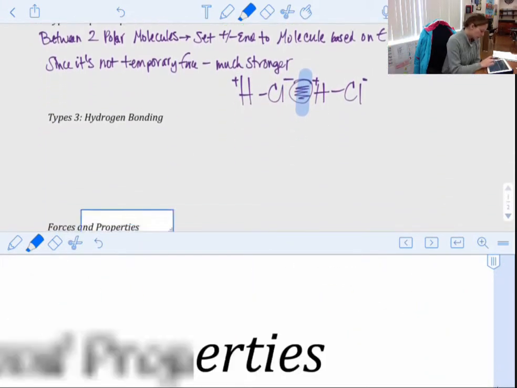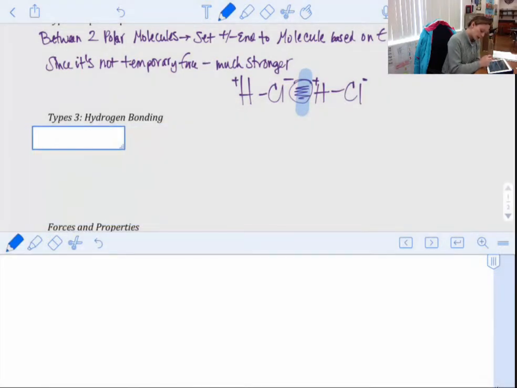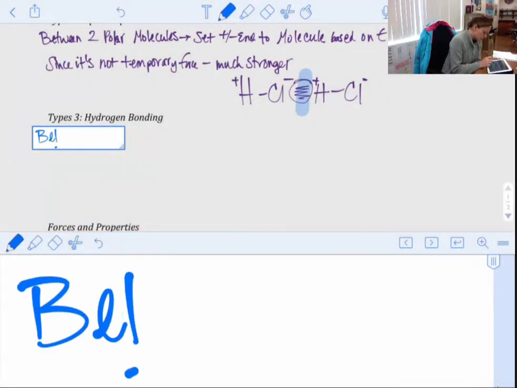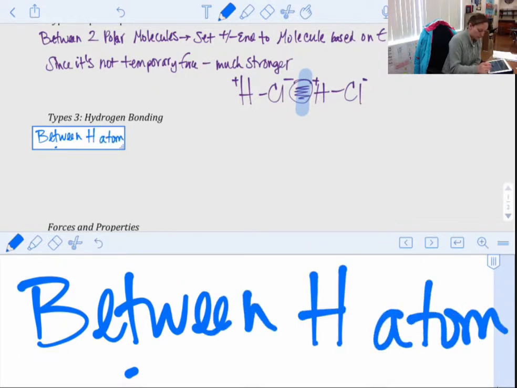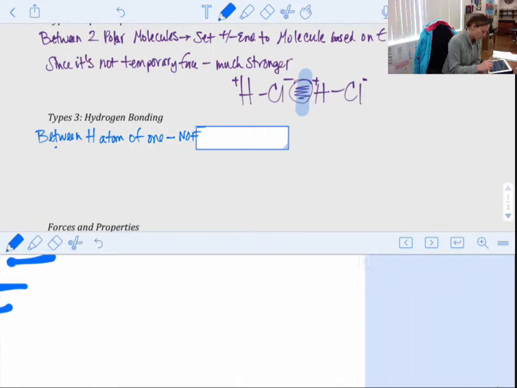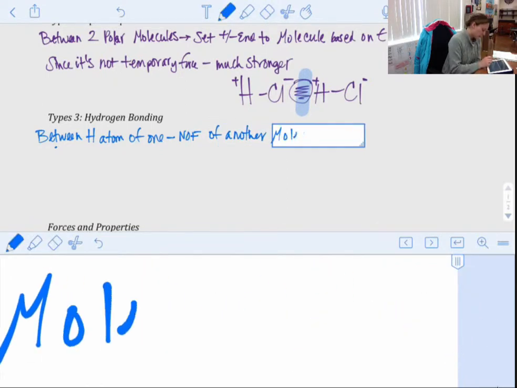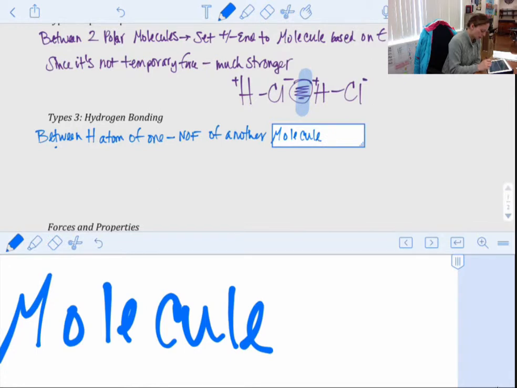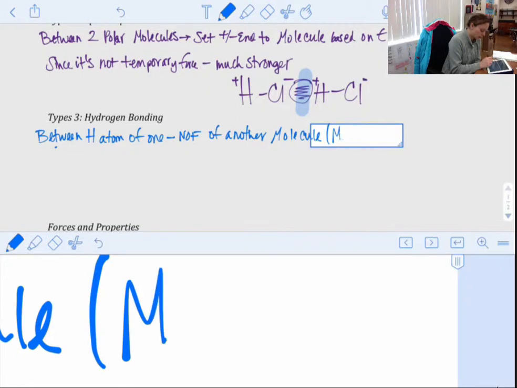Okay, the last one, and actually a very important one that you will see all the time, deals with water. This is between an H atom of one molecule, which is why it's called hydrogen bonding, and an N, an O, or an F of another atom or another molecule. The reason it has to be that is because the N, O, and F are your most electronegative elements.